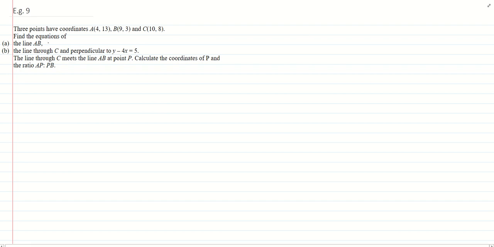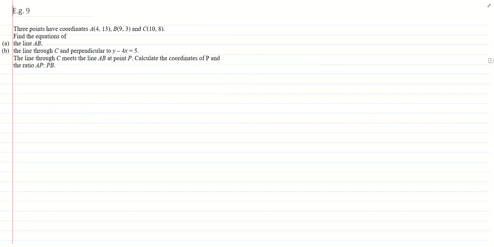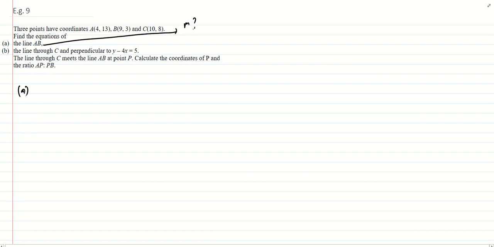Over here, we can either choose to do it by the second form: (y minus y1) over (x minus x1) equals (y2 minus y1) over (x2 minus x1). But my preference is always to talk about gradient and a point. So for part A, we will always talk about gradient and the point. We don't have the gradient yet, but we do have a point. We have either point A or B. Doesn't matter which one, because you'll still get the answer.